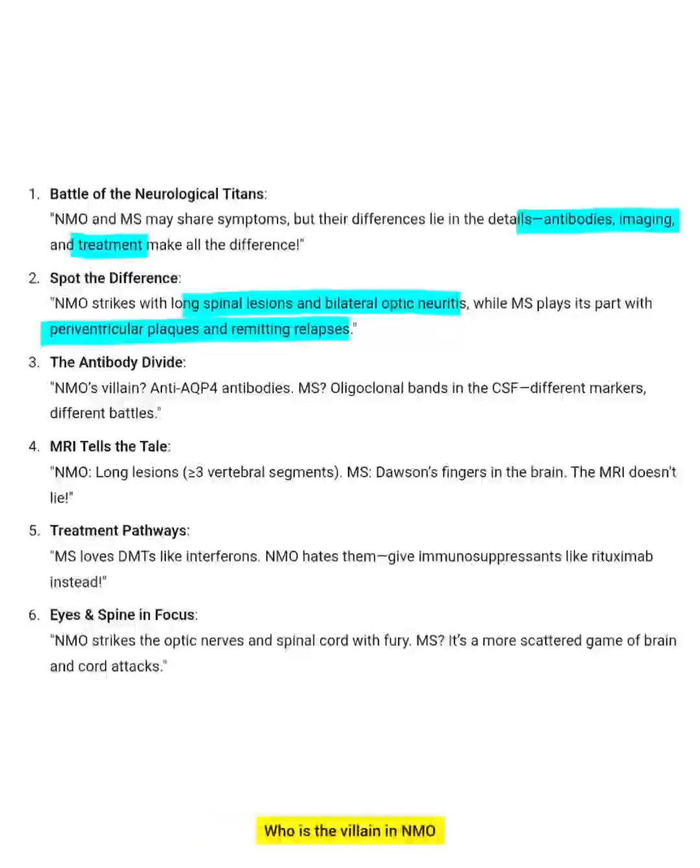Antibody divide. Who's the villain in NMO? That is anti-aquaporin 4 antibodies. And in MS, there are no specific autoantibodies, but we'll get oligoclonal bands in CSF, right? MRI tells the tale, right?